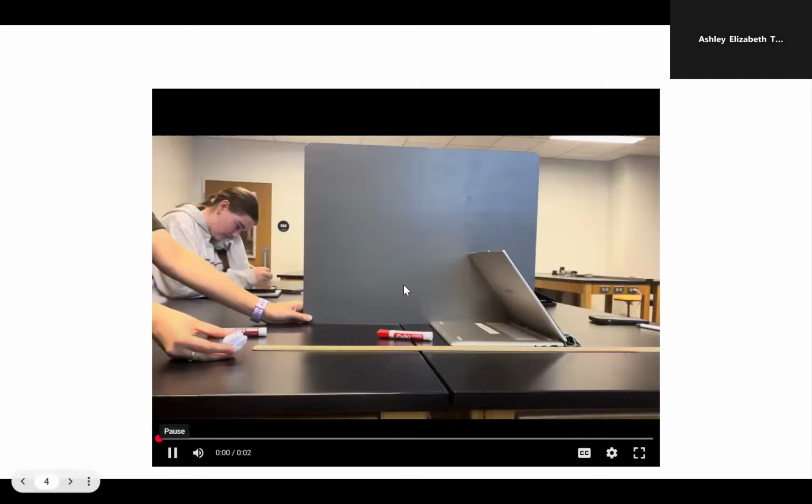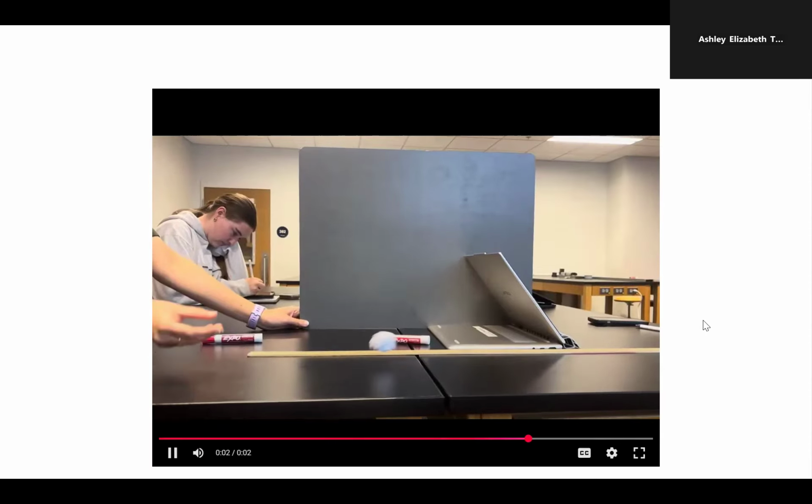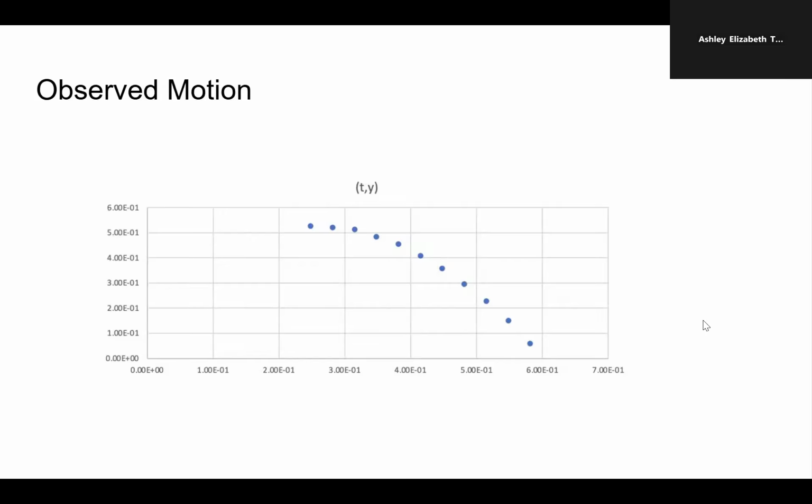Okay, here's a video. For our observed motion, we see a curved trajectory that represents projectile motion. The vertical position changes non-linearly over time, which is consistent with constant downward acceleration due to gravity. The spacing between the points increases as the object falls, showing that velocity increases as it accelerates downward.